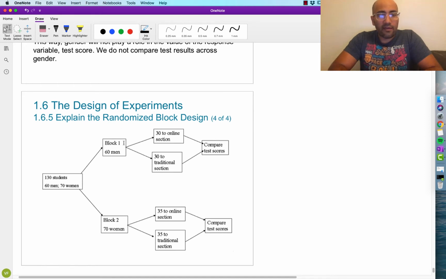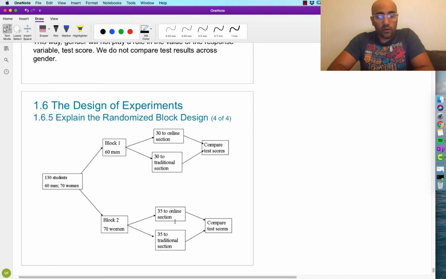And then once we have all the men separated into block number one, now we randomly assign these 60 men into either taking the online course or taking the traditional course. And then we compare just these. We compare the results of the men only to each other, and we compare online versus traditional. And then separate from that, we have a different block over here, which is all the women. And then these 70 women are randomly assigned to this group or this group, where they will either receive the online education or they will receive the traditional course. And then again, we take their exams and we compare their exam scores just within that block.